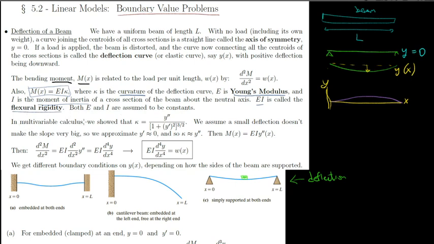From Calc 3, you may or may not remember that this is the formula for curvature. But if you don't, that's fine. Just take that as a definition. So it has to do with the second derivative of y as well as the first derivative, right? And the idea is the first derivative is going to be very small.